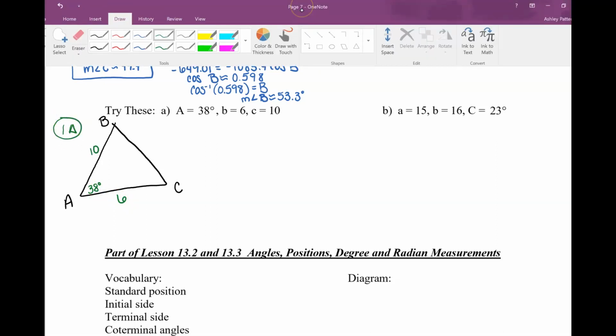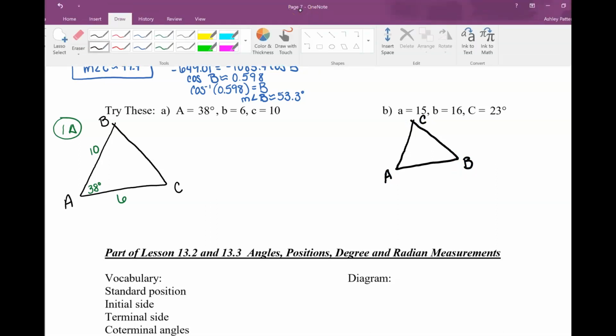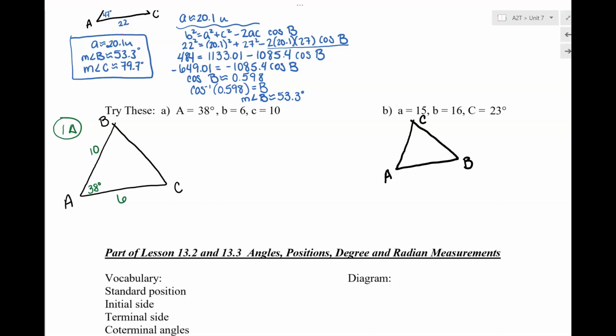And then for the try this B, again, I'm going to do big A, big B, big C. It doesn't matter where you draw them as long as the information given to you is corresponding. So little a is 15. Little b is 16 and big C is 23 degrees.